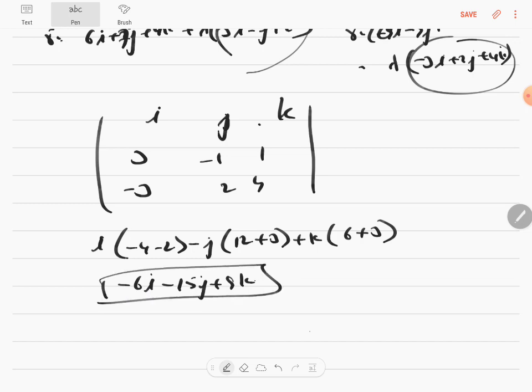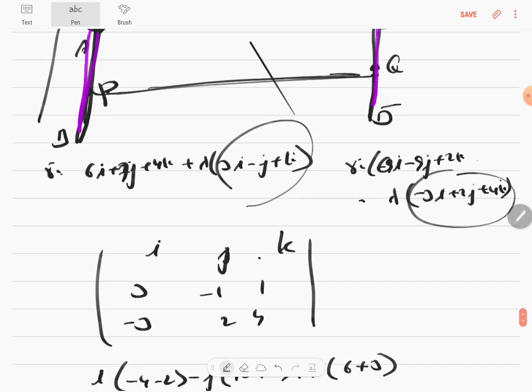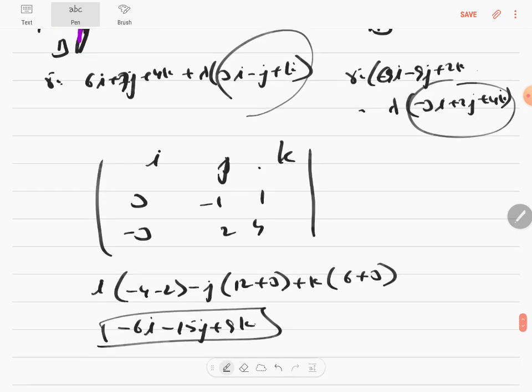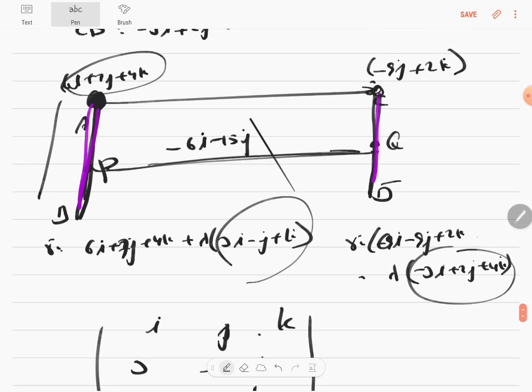And thus I get the vector equation of PQ, which is minus 6i minus 15j plus 9k. I get the direction of PQ, which is minus 6, minus 15 and 9. And it's a direction ratio, it's proportional, I can also cancel it. So I got that. But to locate the point P, what do I do?